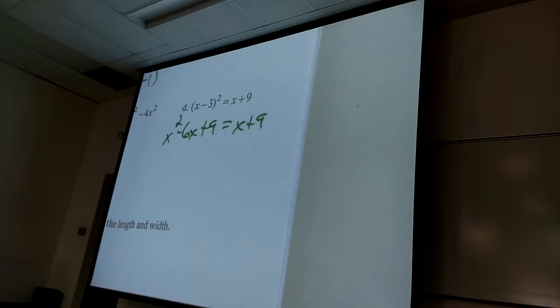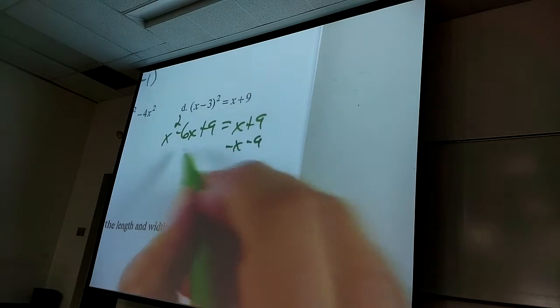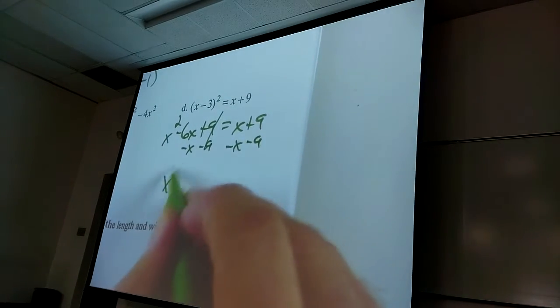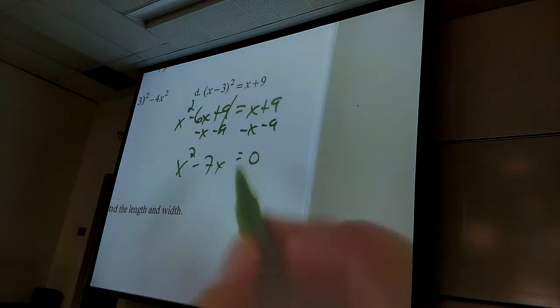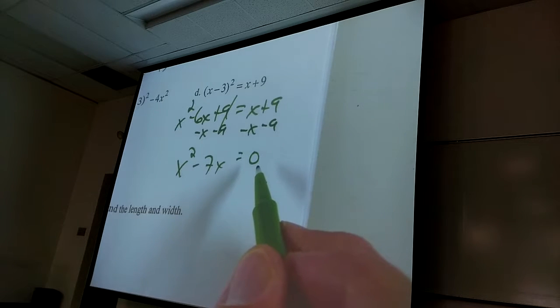Wait, what about x goes on 7x equals. Now, please don't freak out. What do the 9s do? Cross cancel? They just go away, right? Don't freak out. So I got to subtract x. I got to subtract 9. Oh, I get x squared minus 7x equals 0. Now, once I get it equal to 0, and why did I do that?